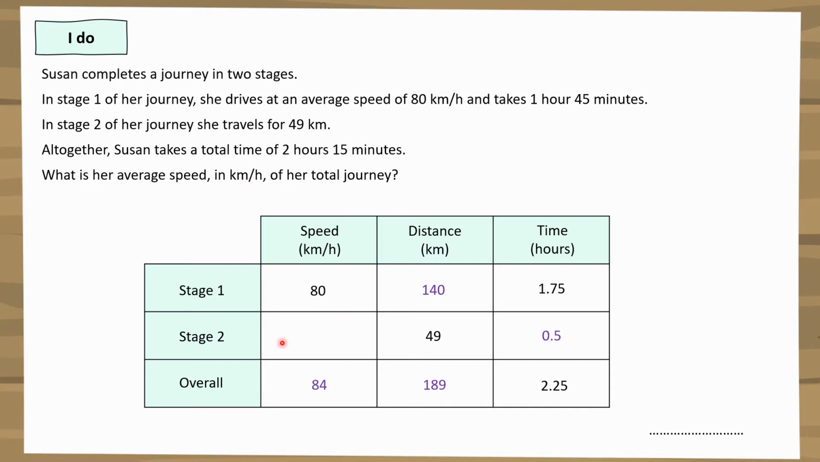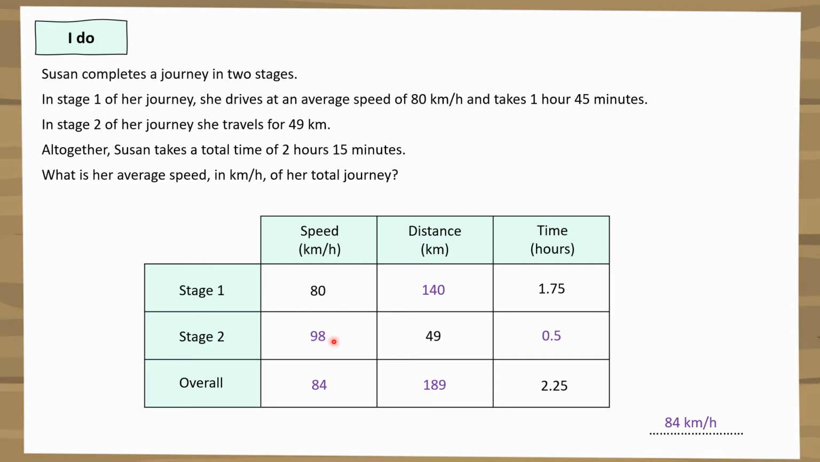So I don't need to find out this part here, which is the speed for the second part of the journey. I could just put my answer straight away. And I always put units with my answer if they don't provide them on the answer line. Now, if you wanted to, you could work out here what the speed is for stage 2. So speed is distance divided by time. So 49 divided by 0.5, and I get 98 kilometers per hour.